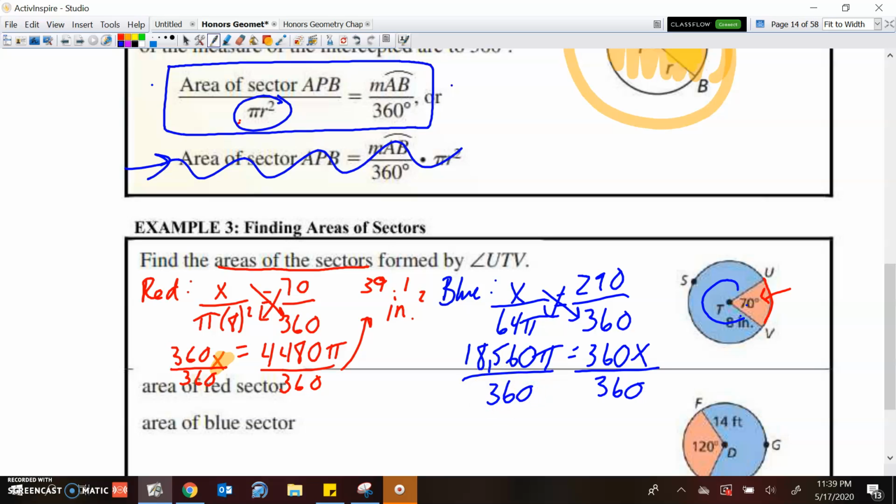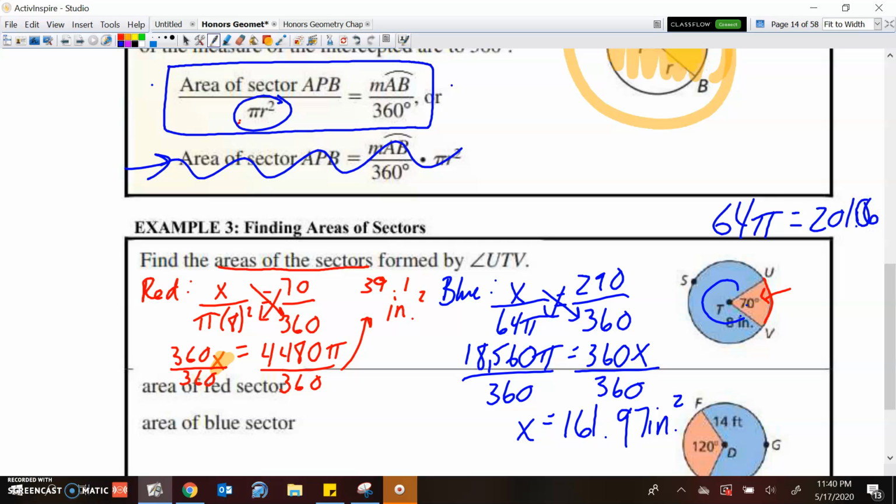And my answer comes out to be 161.97. Okay, and that's inches squared again. Now what I could have done, I know that the area of the whole thing is 64 pi, which, if I calculate it out, is about 201.06.